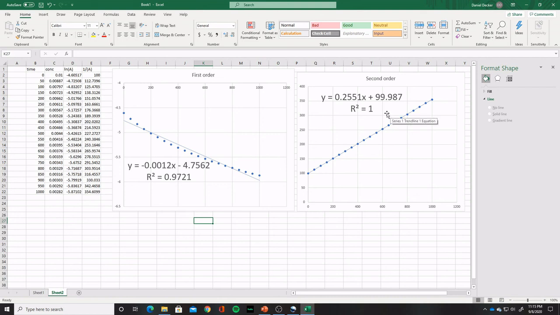So, we do indeed have second order data, and just like before, the rate constant is just going to be the slope. Only now the units should be 1 over molar seconds, because that is always the unit for second order rate constants.